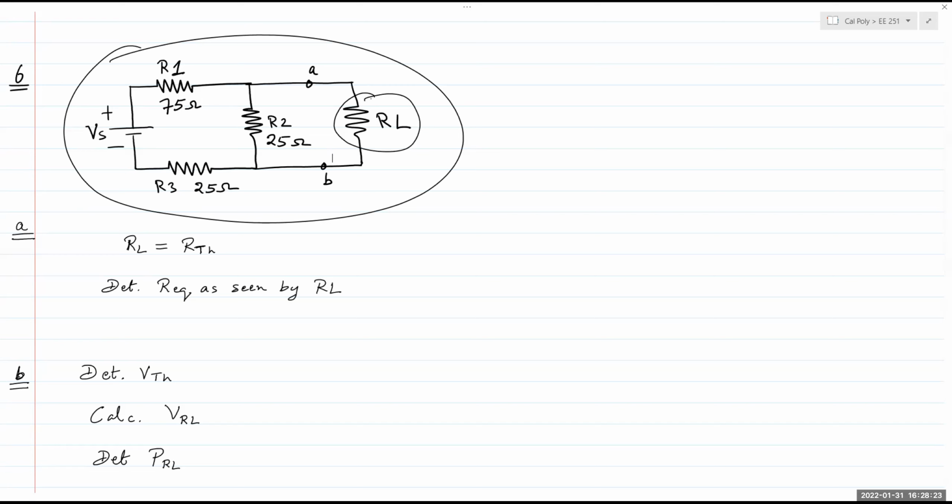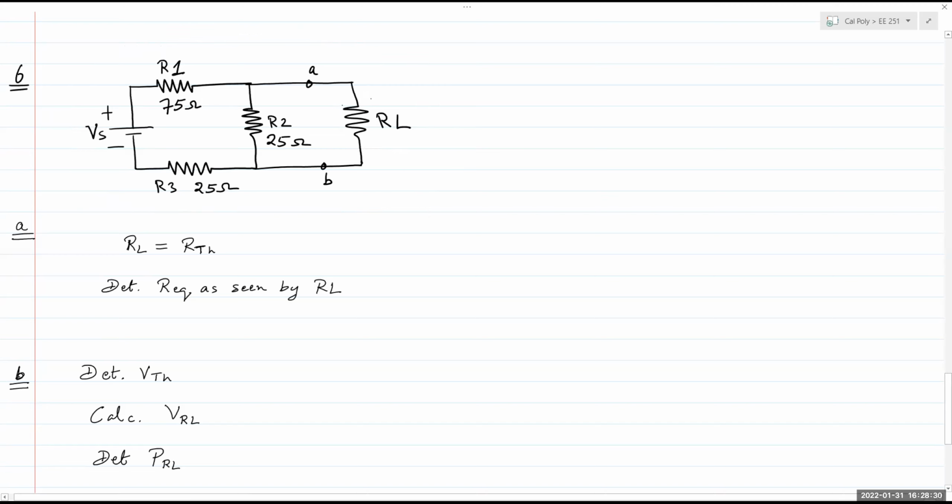Okay, load resistor RL. And that means you need to remove RL from your analysis, and find REQ between the terminals A and B. Of course, you have to reduce the voltage sources to 0, meaning replace the voltage source with a short circuit. So you redraw that circuit, find REQ between those terminals, and that would be your value of RL.